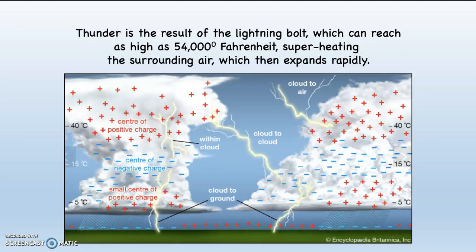Thunder is the result of a lightning bolt. Although most lightning bolts are not more than about an inch in diameter, nevertheless, not only do they carry a strong electrical current, they can be as much as 54,000 degrees Fahrenheit. Now, they may only last for 1/10,000th of a second, but for that very brief amount of time, the air that's in contact with that lightning bolt can be superheated. That causes it to expand, and that expansion is what we experience as thunder.